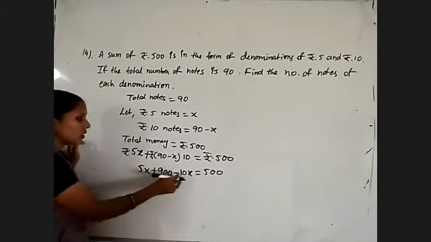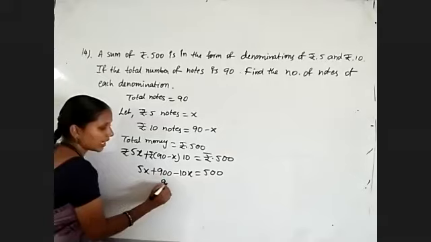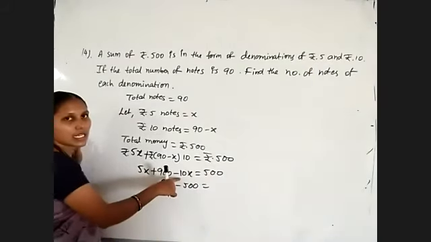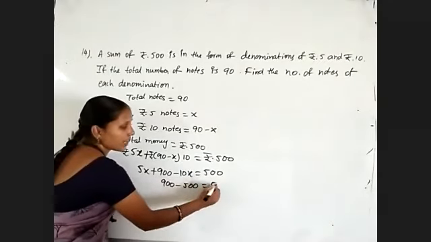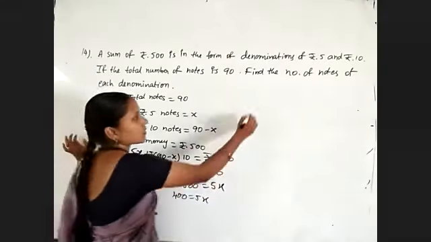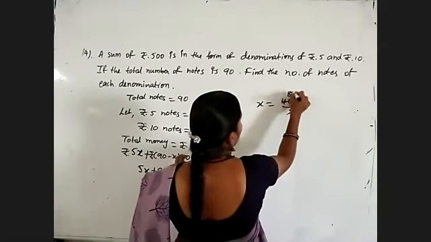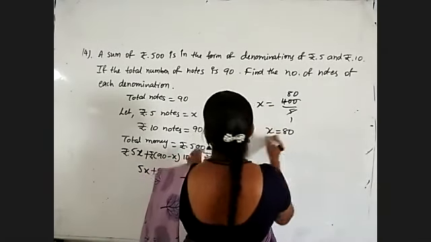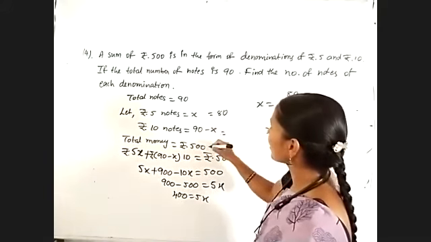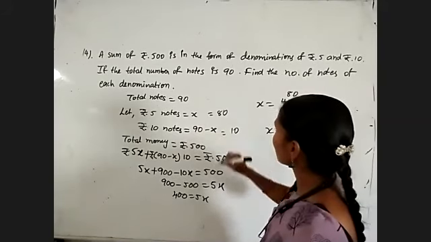Okay. Now, bringing terms across, 900 minus 500 is equal to 5x minus 10x, which is minus 5x. Bringing that to the other side, plus 5x. So 400 is equal to 5x. x will be equal to 400 by 5. 5 8s are 40, so x is equal to 80. It means the number of 5 rupee notes is equal to 80 and the number of 10 rupee notes is equal to 90 minus 80, that is 10.